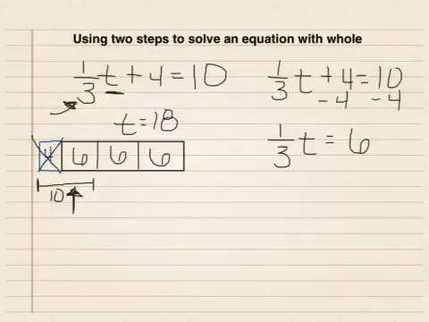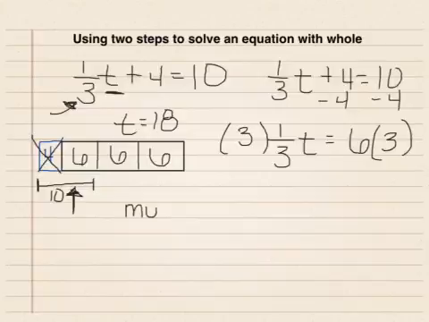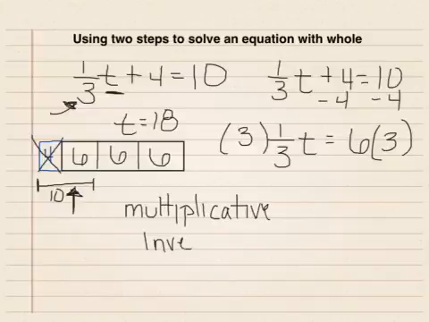What we're going to do is multiply by the reciprocal, 3 over 1. There's another word for reciprocal, and it's called multiplicative inverse, which is just a fancy way of saying reciprocal. We multiply by the multiplicative inverse, and we'll see that when we multiply a number by its multiplicative inverse, it equals 1. So we're left with t is equal to 18.